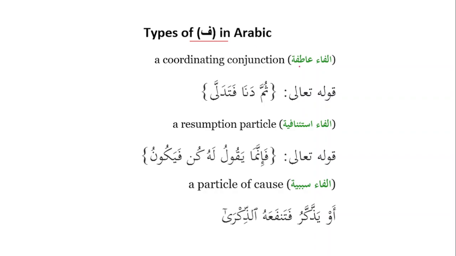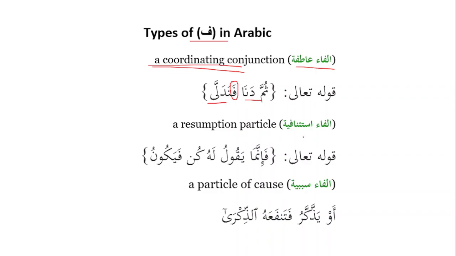The first one is alfa atifatu, coordinating conjunction. This is basically used to connect two ideas, two verbs, two nouns, two sentences. قوله تعالى ثم دنا فتدلى. So dana is the past tense and tadalla is the past tense, and it is used to connect two verbs. Please remember that coordinating conjunction is always used to connect two verbs or two nouns or two sentences. They will be the same. Like dana is the past tense and tadalla is also the past tense.